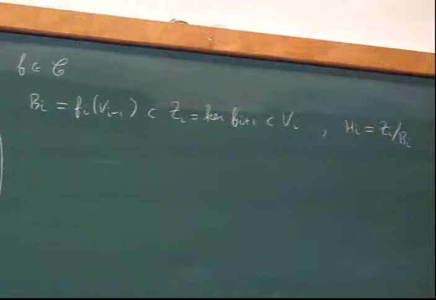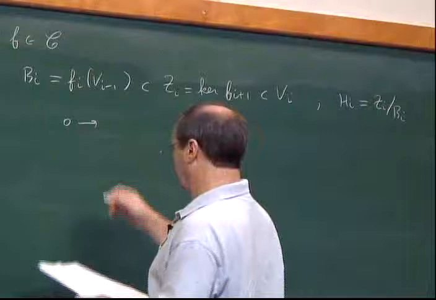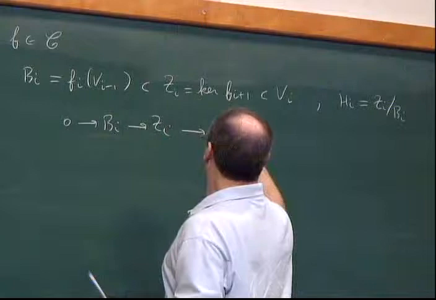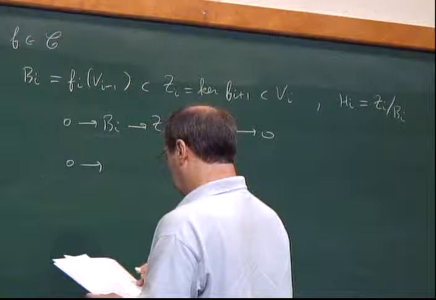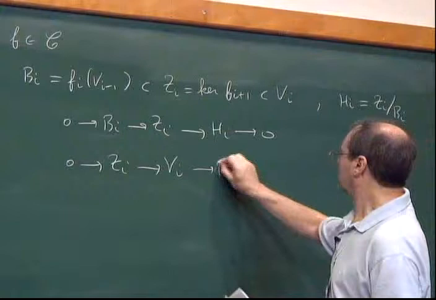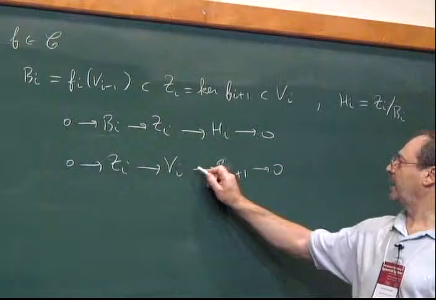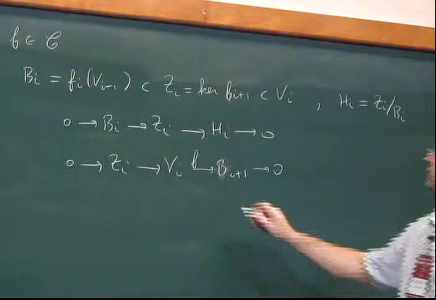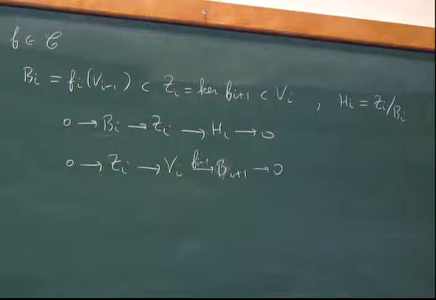So we have these exact sequences: B_i, Z_i, H_i, and Z_i, V_i, B_{i+1}. So this is the map F_{i-1}. Its image is this, and its kernel is this.